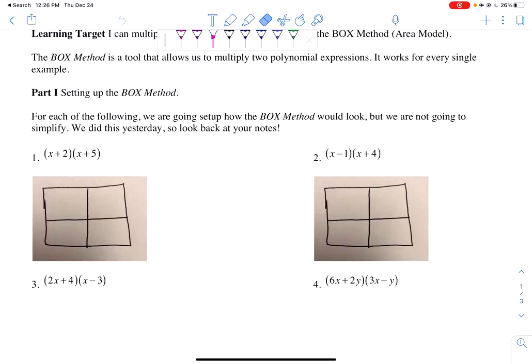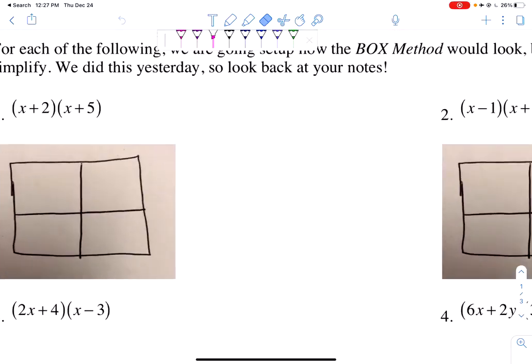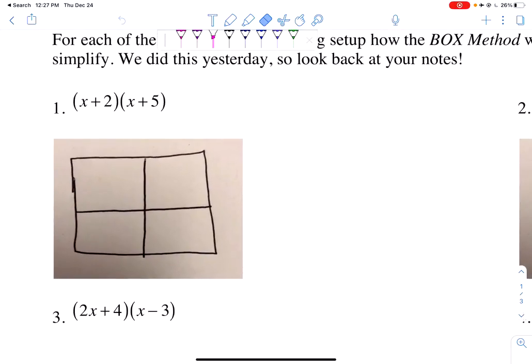For each of the following, we're going to set up how the box method would look, but we're not going to simplify. We did this yesterday when we did the area model. So please look back at your notes if you don't know how to get these numbers in the box. I'm going to do the first example for us, and then you're basically going to walk me through example number 2.